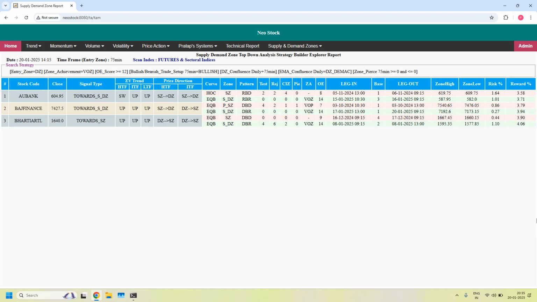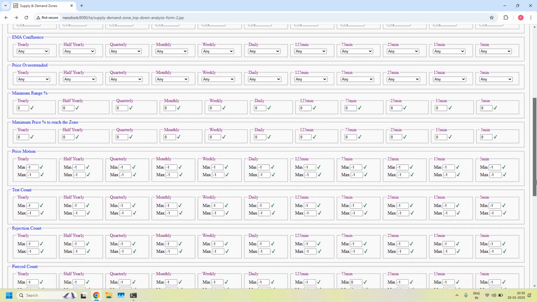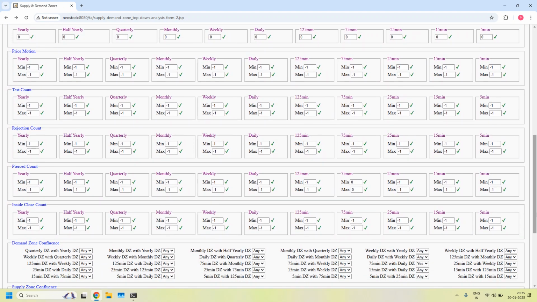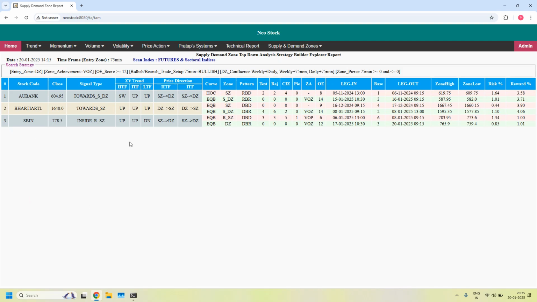So this is about LTF, ITF based weekly income trades. Next, LTF, ITF, HTF zone based filter let us add. We have to remove ITF EMA filter. Now we should focus on HTF filters. So in the demand zone confluence, 3 filters you have to add. First filter is already set. Second filter 75 minutes demand zone with weekly demand zone confluence. Third filter, daily demand zone with weekly demand zone confluence. With all the three filters, LTF, ITF, HTF, demand zone confluence, we got 3 stocks.